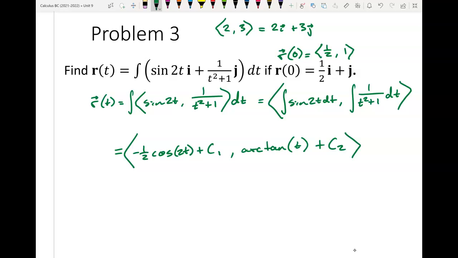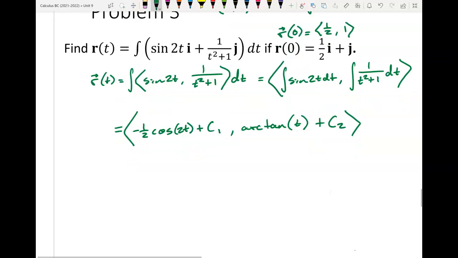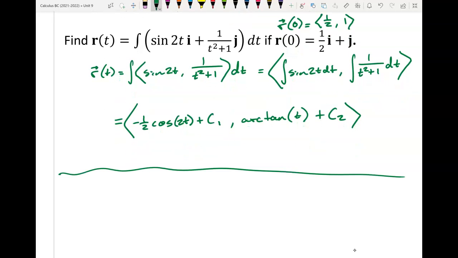You kind of have two problems, and if you want to split it into two problems and put it back together as a vector, you definitely could. What I mean is that our initial condition is that we have x of 0 equals 1/2, and y of 0 is equal to 1.